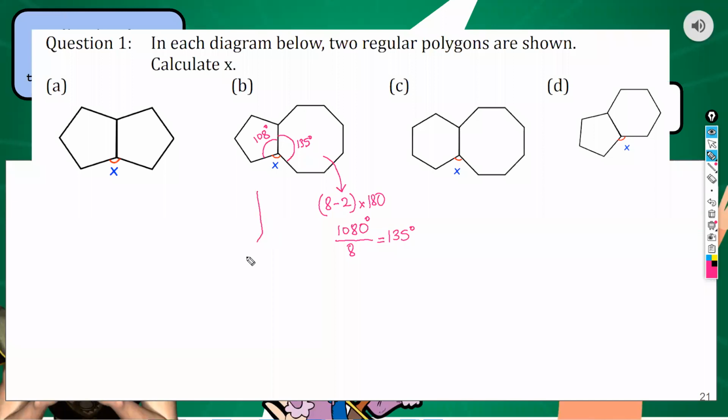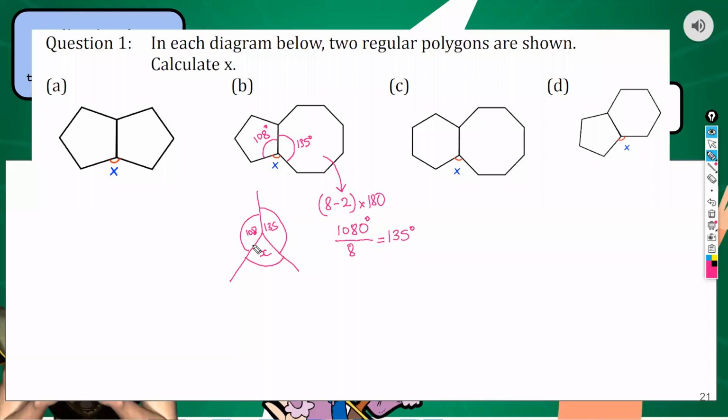So look at this. I think it should be easy to see from there. It's still a circle. Here's 108, and here's 135, and we're trying to find X. So once again, all the angles have to add up to how much?